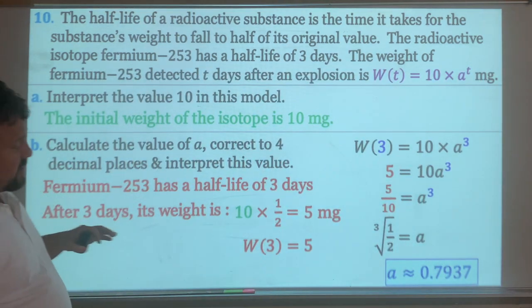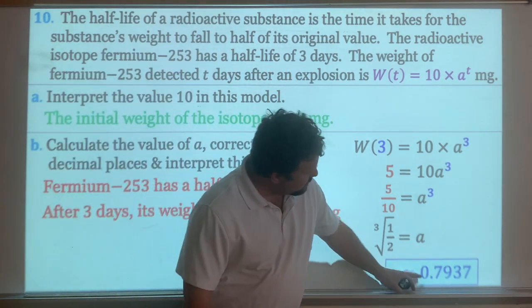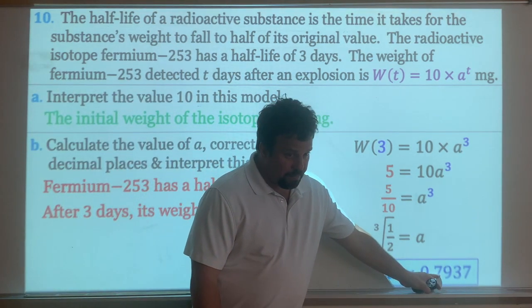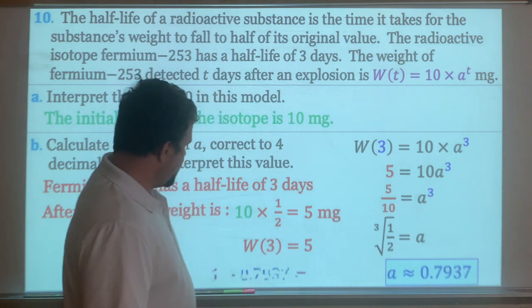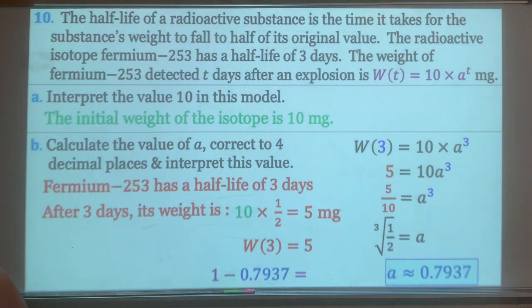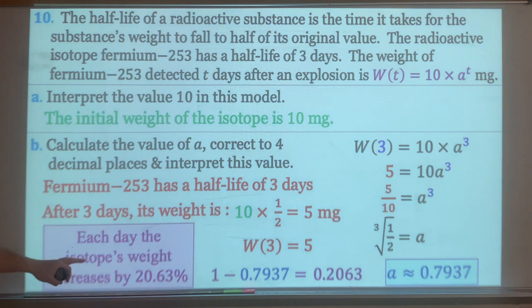So I'm decreasing, right? How much am I decreasing? By 1 minus 0.7937, which is 0.2063. So what that means is each day the isotope's weight decreases by 20.63%. All right? Because that's what our A means. It tells us decay, tells us how much it decays by.